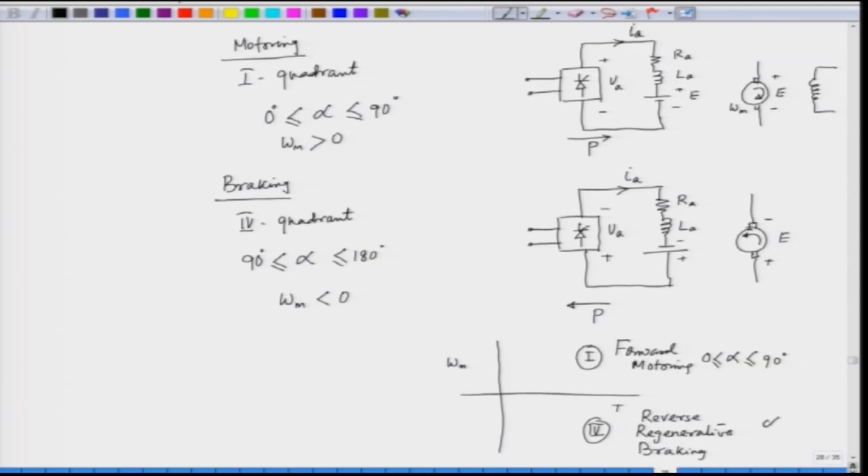And for this, alpha is greater than 90 and less than 180 degrees. So, we can only go for reverse regenerative braking provided we have the negative speed in this case, and that is possible for overhauling loads, like the active loads such as a lift. Those loads can be braked regeneratively.